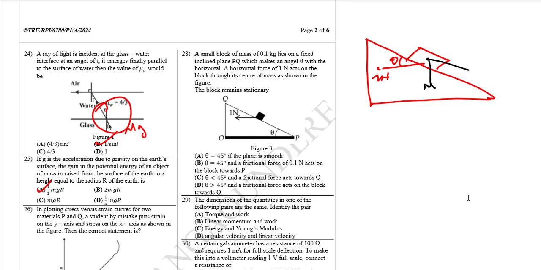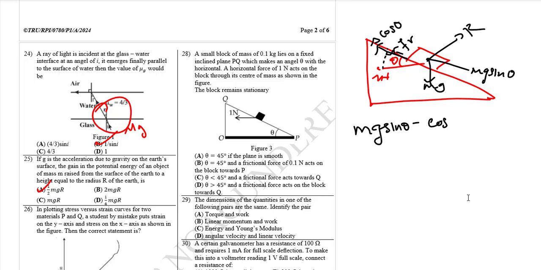I have the weight mg. You have mg sine theta. If I extrapolate, this is a right angle. So this component of the 1 Newton force will be 1 cos theta. And in that same direction, we are going to have the frictional force. Now at equilibrium, here we have the reaction. At equilibrium, we have mg sine theta minus 1 cos theta minus fr is equal to 0. Now m is 0.1. I will assume g to be 10 in order to avoid some punchings.